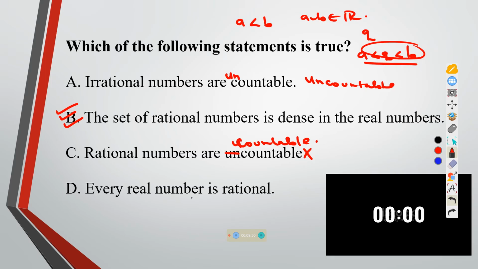Then, every real number is rational. This is false, because we know real numbers are the union of rational and irrational numbers. If every real number were rational, then the irrational numbers would also be rational, which is not true. So this one will also be out. So this makes option B the correct option.